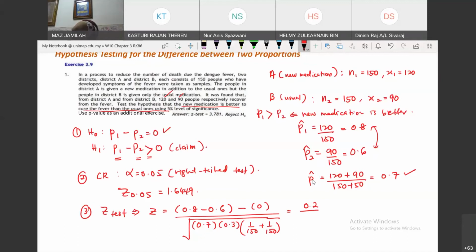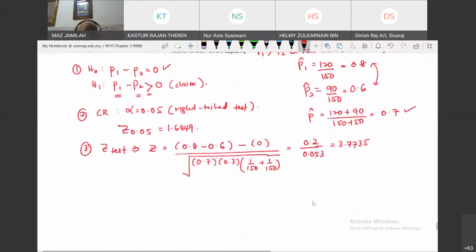0.0529. You get 0.0529? You get this? Yes, so this one 0.2 divided by 0.053, you will get 3.77. Okay, 3.77, 3.7735 if I take 4 decimal points.